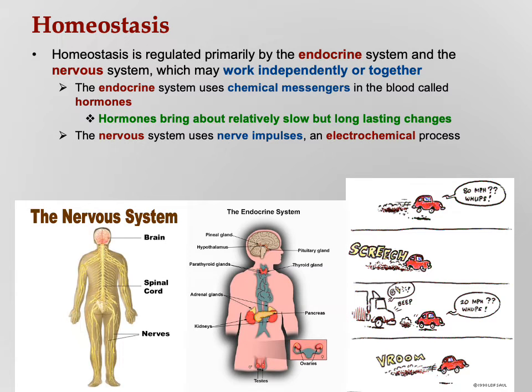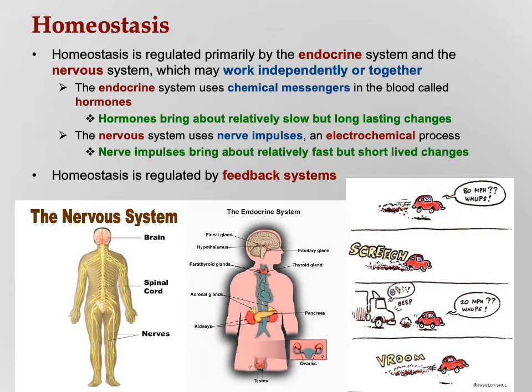Nervous system, just the opposite. Nerve impulses are electrochemical, so chemicals called neurotransmitters and ions produce electrical currents, electrochemical. Nerve impulses bring about relatively fast but short-lived changes. So when you reach up to scratch your head, think about that. Your hand moved very quickly and it's scratched, and then it's done. So nerve impulses come about very quickly by comparison, and they're very short-lived. You scratch for a couple seconds, then you're done scratching, all right? Short-lived changes.